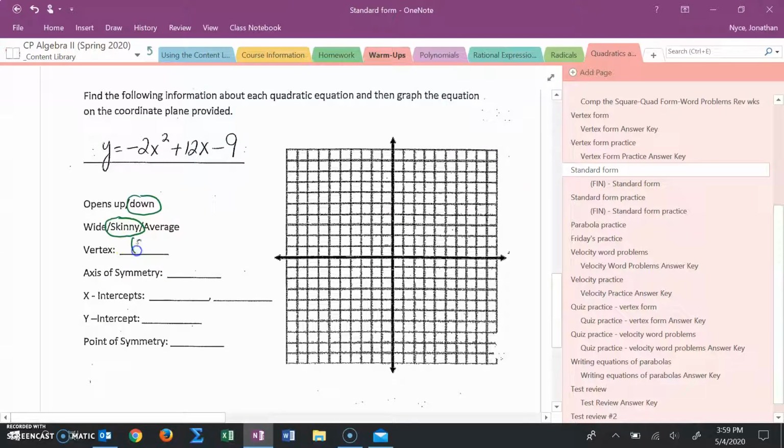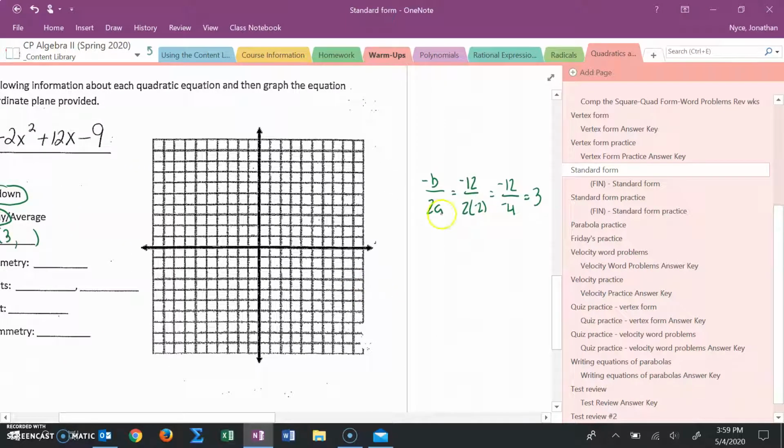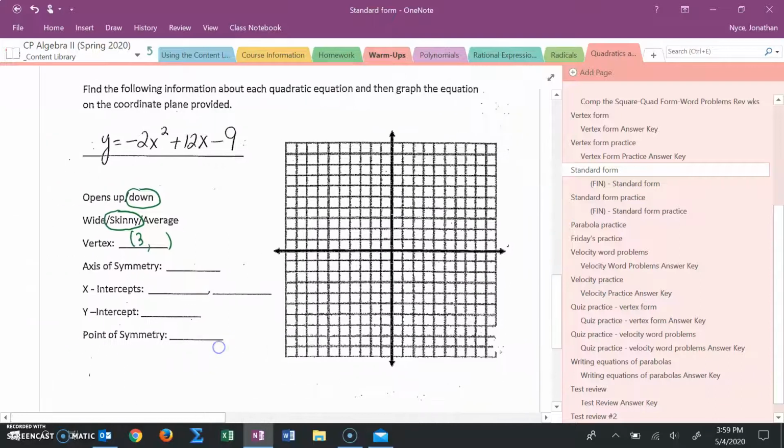So our vertex is going to be 3, comma, and to find the y value, we're going to plug that 3 in for the x. So -2 times 3 squared, plus 12 times 3, and then minus 9. That gives us -18 plus 36 minus 9, which is 9. So vertex is 3, 9.